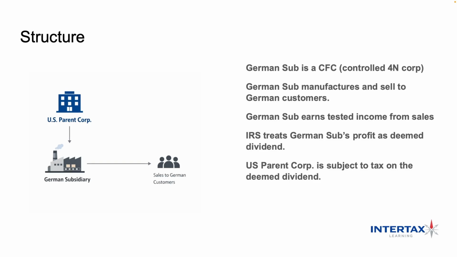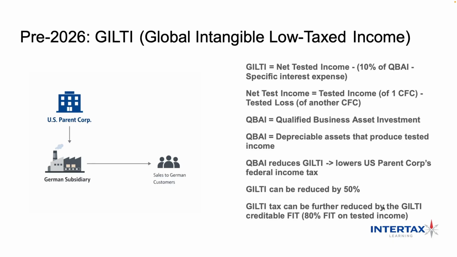GILTI is calculated as net tested income minus 10% of QBI minus certain interest expense. A few quick definitions. Net tested income is the combined tested income of profitable CFCs minus the tested loss of loss-making CFCs. We can ignore the multiple CFC situations now, and let's just focus on one CFC, which is our German sub. QBI is the qualified business asset investment, basically the depreciable assets that generate tested income. QBI reduces GILTI, so the more assets you have, the lower your GILTI inclusion.